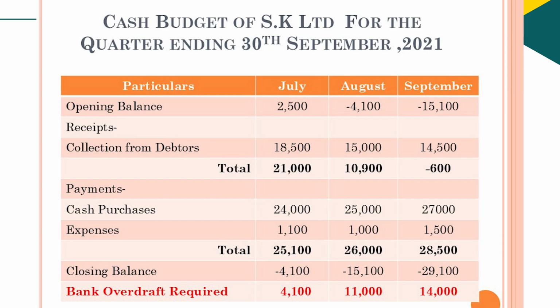The closing balance, that is 28,500. From here we had to subtract minus 600. So the total becomes 29,100. This is the deficit that we have, minus 29,100, and the overdraft that we require comes to 14,000 because 15,100 was already the overdraft that we have taken. So now we are going to take 14,000 overdraft facility, that is 29,100 minus 15,100. This showcases the cash budget that we have prepared for the month of July, August and September.